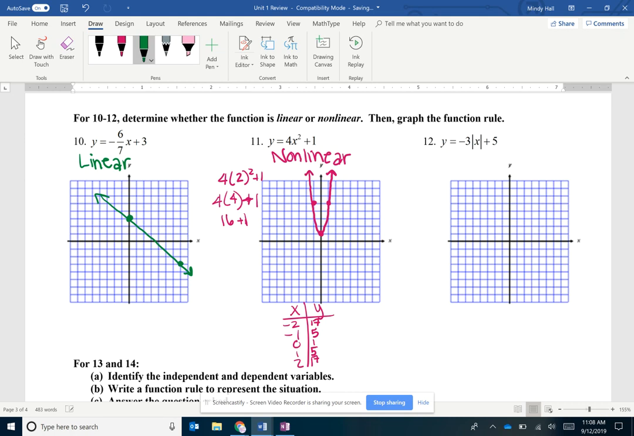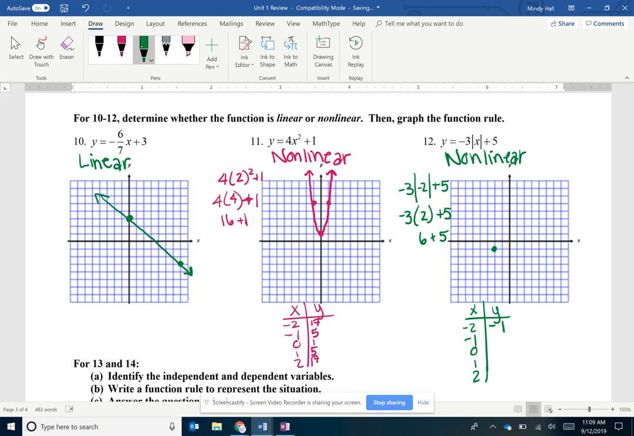Okay. Last but not least, we got some funky stuff happening to the x, which tells us it is nonlinear. So again, when it's nonlinear, make a table. Negative 2, negative 1, 0, 1, 2. We have negative 3 times absolute value plus 5. So we have negative 3, absolute value of negative 2, which gives me a positive 2. Negative 3 times positive 2 is negative 6 plus 5, which is negative 1. Right? Okay. So negative 2, negative 1.